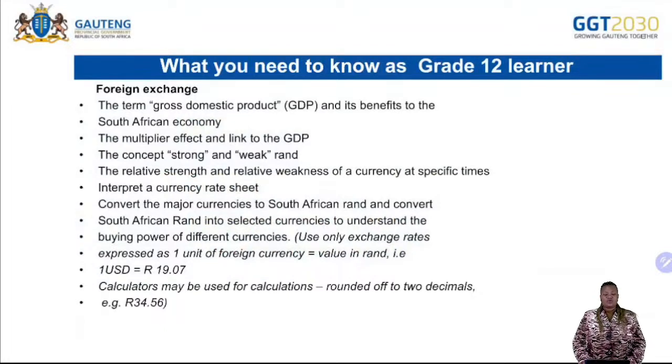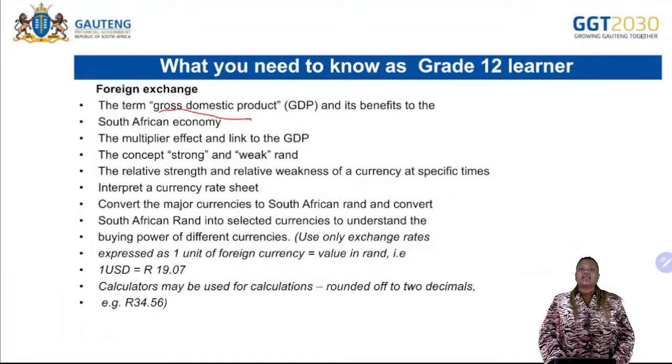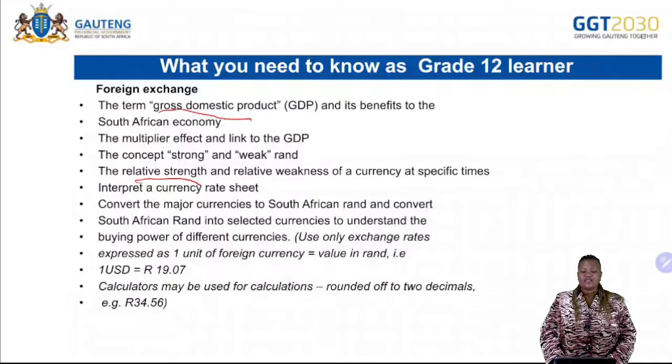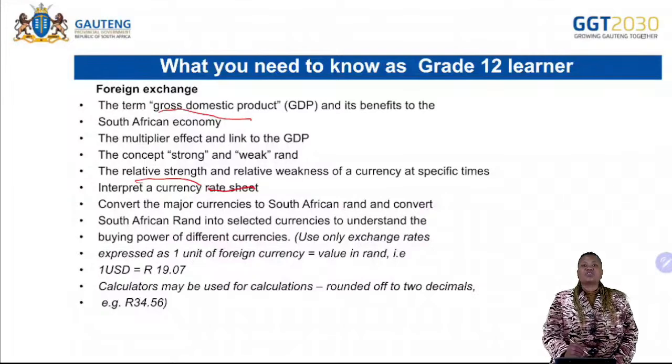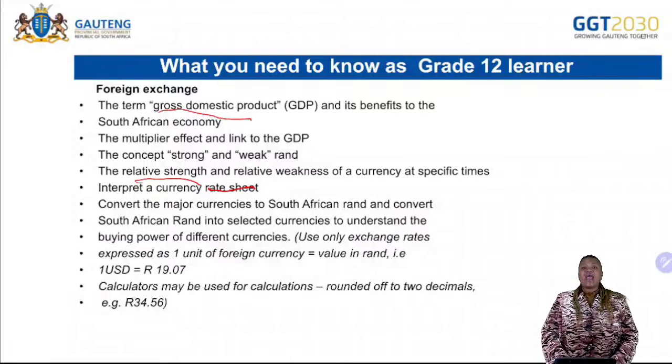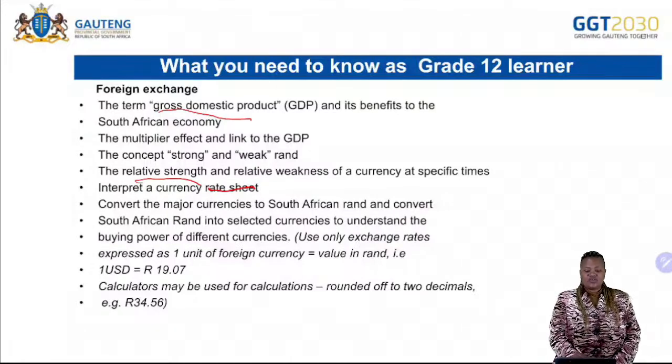You need to know the term gross domestic product and its benefits to the South African economy. You need to know the multiplier effect and link it to the GDP. You need to know the concept, strong and weak rand, and the relative strength and relative weakness of a currency at specific times. You should be able to also interpret a currency rate sheet, and you should be able to convert major currencies to South African rands and convert South African rands into selected currencies.